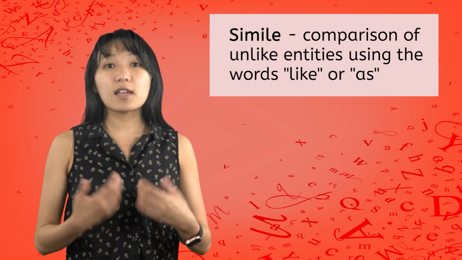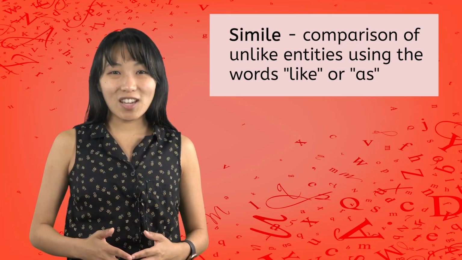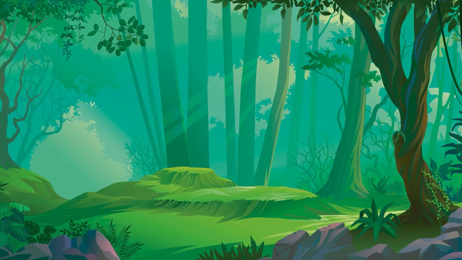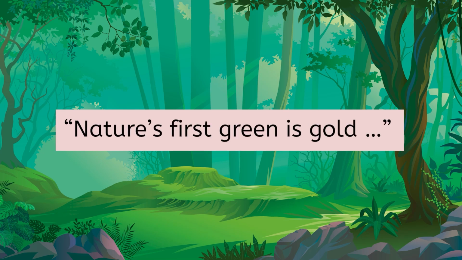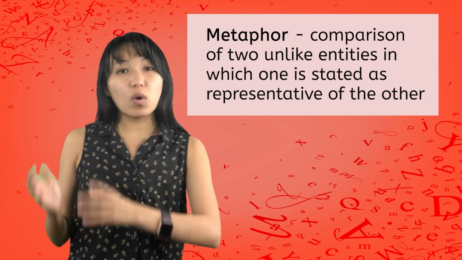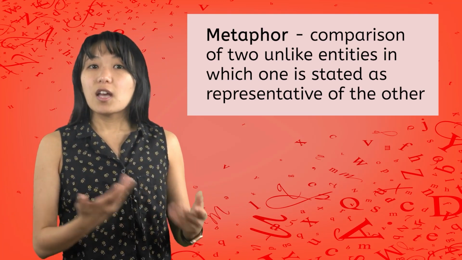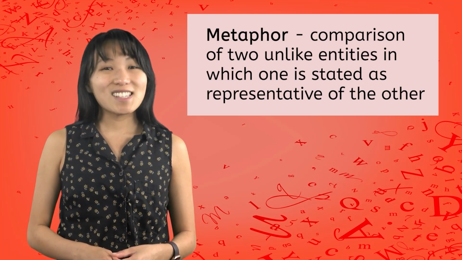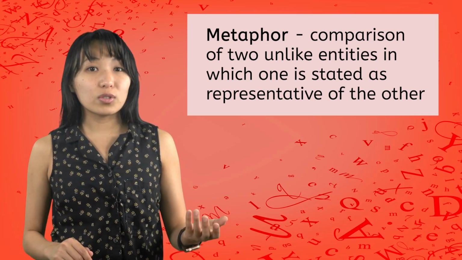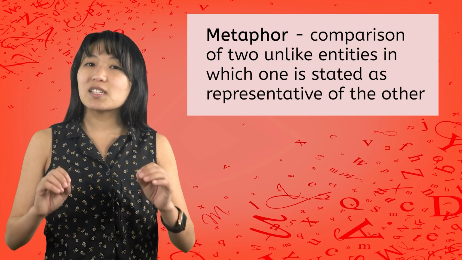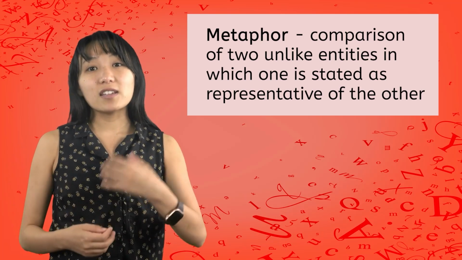Now, just as similes add layers of understanding, there's another similar figurative device. Listen to this line from the poem, Nothing Gold Can Stay. "Nature's first green is gold." What kind of literary device is being used here? This is an example of a metaphor. A metaphor is a comparison of two unlike entities in which one is stated as representative of the other. In other words, one thing is described as if it were another. In this example, nature's first green is being compared to gold. Metaphors can convey complex ideas with simplicity and depth, allowing us to see one thing in the light of another. Our next literary device is a fascinating technique poets use to challenge our perception of the world.